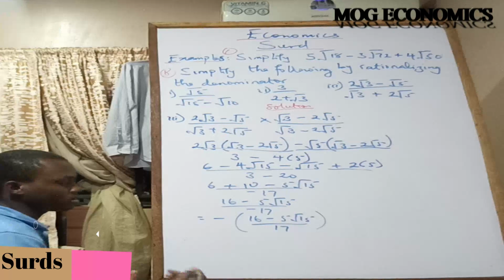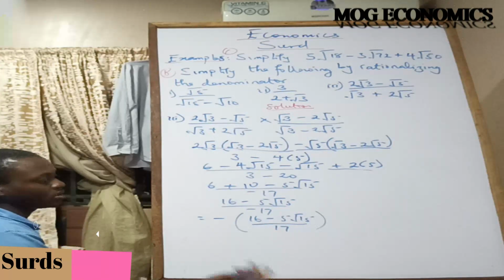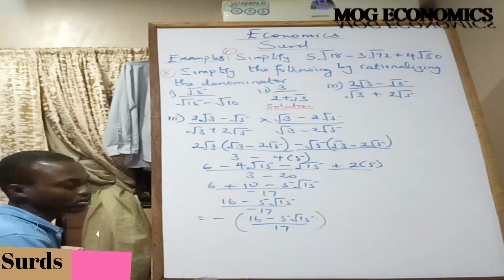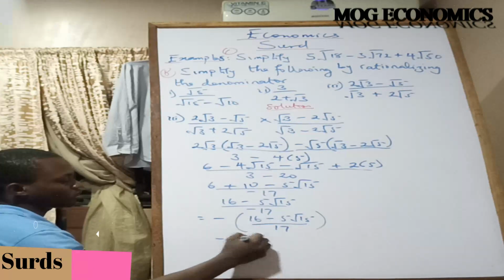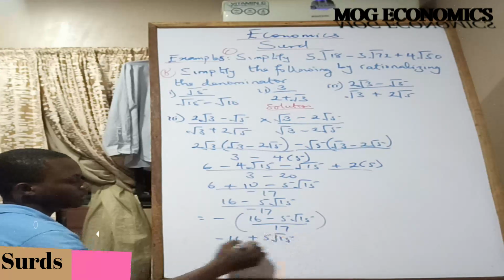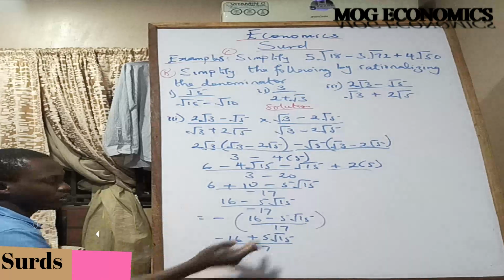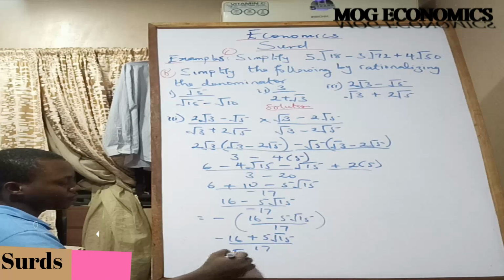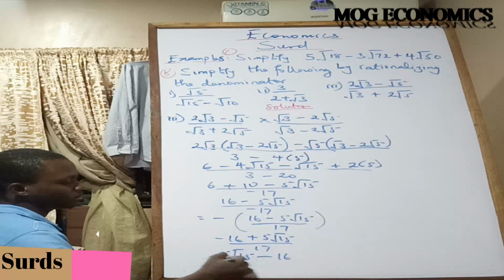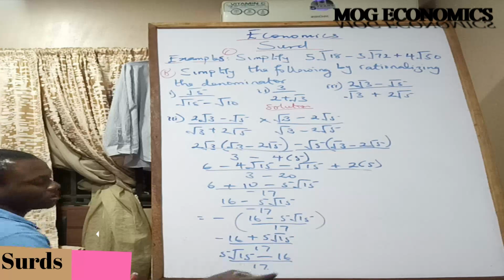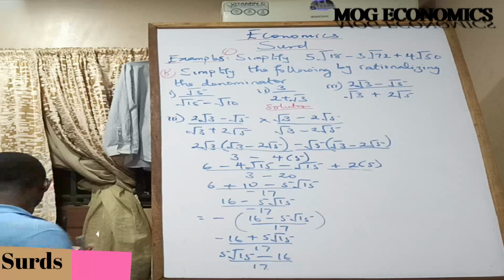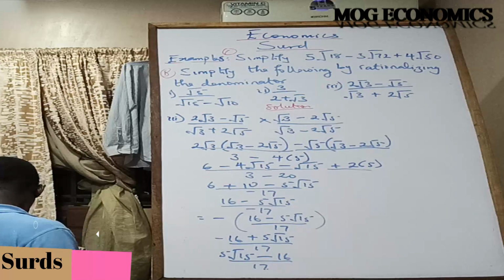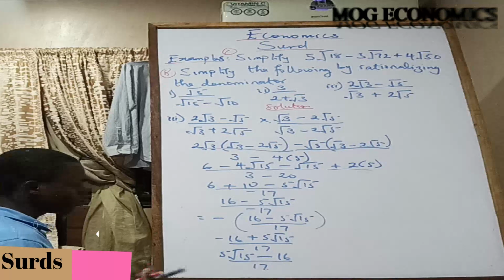It's clear, right? I've taken the minus away from here and put it to affect the whole thing. So minus times 16 is minus 16. Minus times minus is plus 5 root 15, divided by 17. So I could rearrange the numerator to give 5 root 15 minus 16 divided by 17. You can see this does not contain any rational number in the denominator anymore, and this is the final answer: 5 root 15 minus 16, over 17.